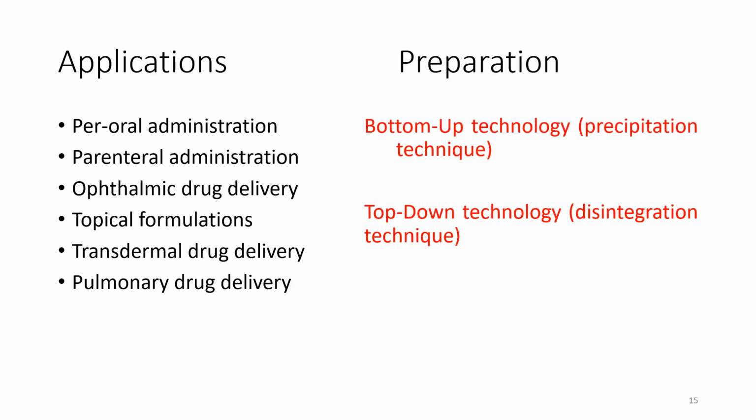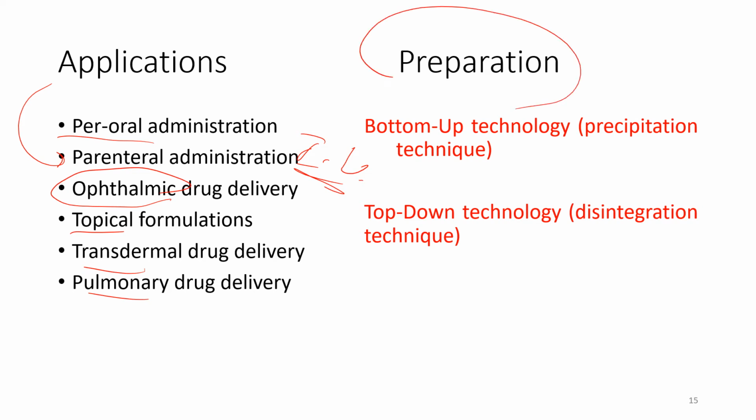Nano suspension can be used by different routes of administration, including topical, transdermal, per oral, pulmonary, ophthalmic, because it is small in size and non-irritant, and parenteral, especially intravenous, because it is in the nano size and it will not block any capillaries. For preparation, we have mainly two techniques. One is called bottom-up technology, or precipitation technique, and the other is called top-down technology, or disintegration technique. Let's take them one by one.